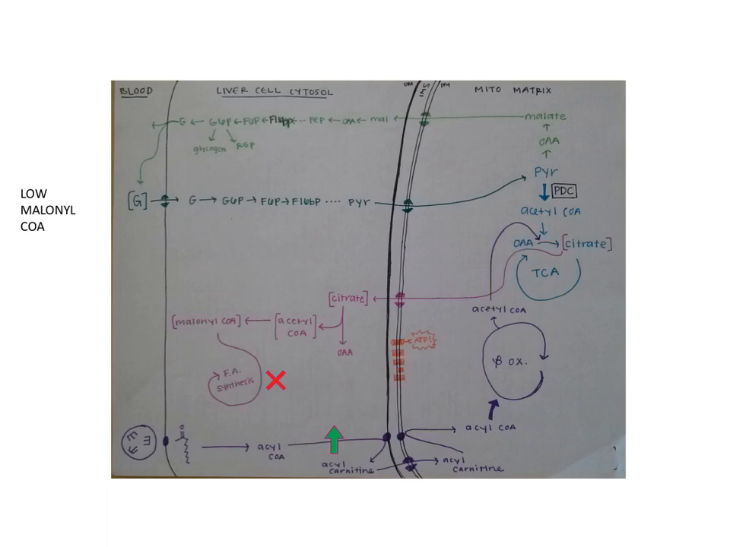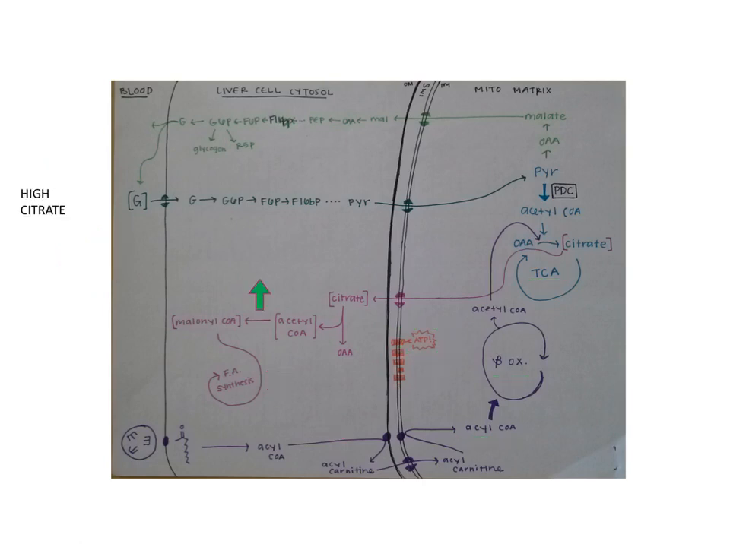If you have low malonyl-CoA, that's a low energy signal. And that means you need to make ATP and stop storing the energy. So the acyl-CoA will be transported into the matrix, go through beta oxidation, the TCA cycle, and then to the ETC to make energy. And by make energy, we mean make ATP.